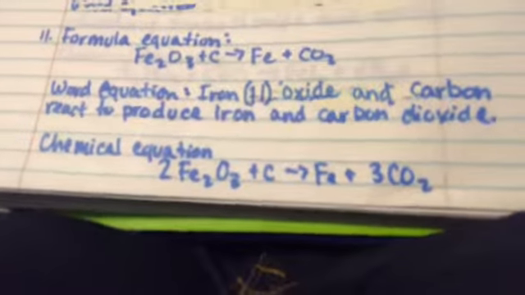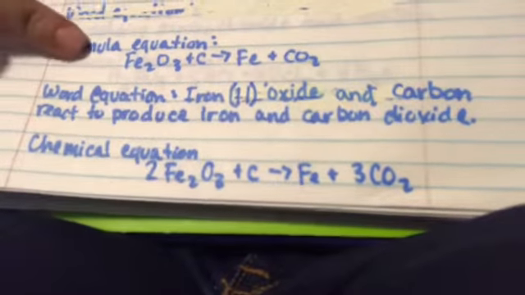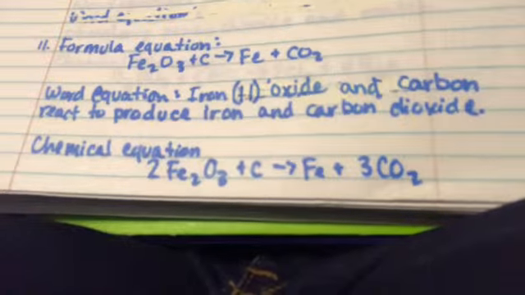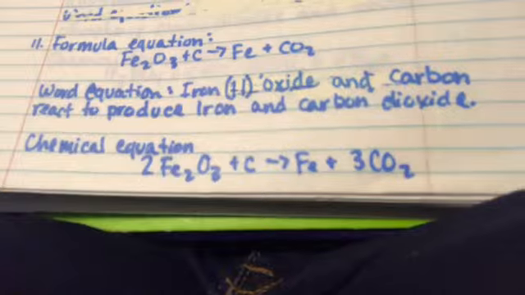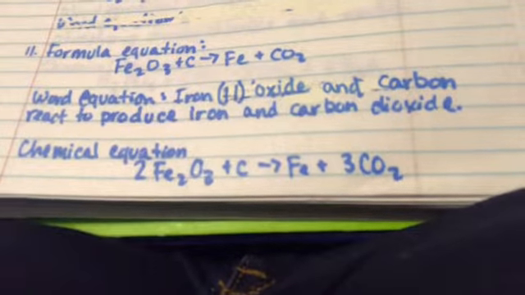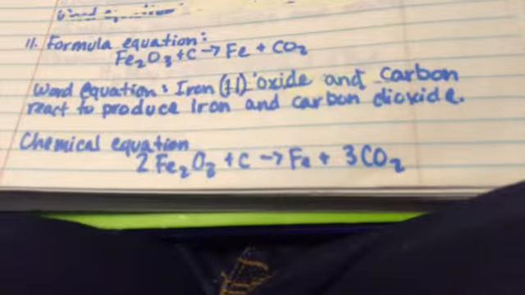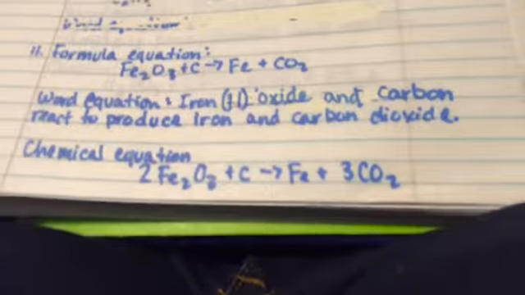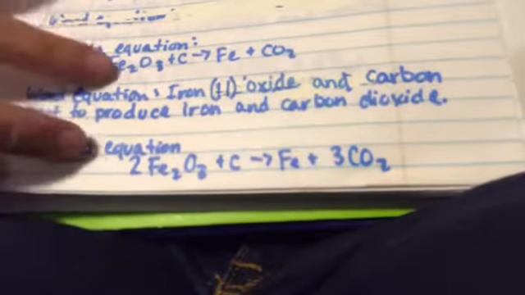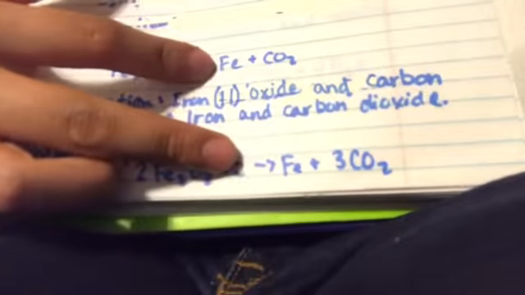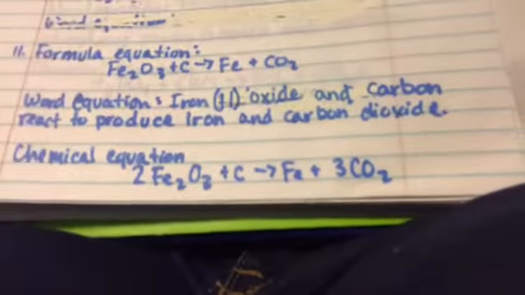Okay, and number 11, we have right here Fe2O3 plus C, and then it turns into Fe and CO2. So the word equation states that iron oxide and carbon react to produce iron and carbon dioxide. So we're going to need 2 of the iron oxide, and carbon stays the same. To produce iron, it stays the same, and then we're going to need 3 of the carbon dioxide.